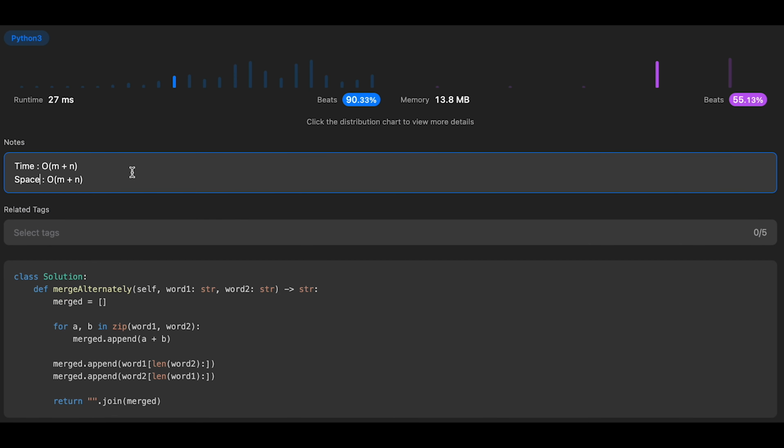Yeah, looks good. And the time complexity of this solution should be order of m plus n, where m is the length of word1 and n is the length of word2. That's because in the end we connect all characters with join. So that should also be the length of word1 plus word2, right? So that's why the time complexity is order of m plus n. And the space is also order of m plus n because we add all characters into the merged list. So that's why order of m plus n.